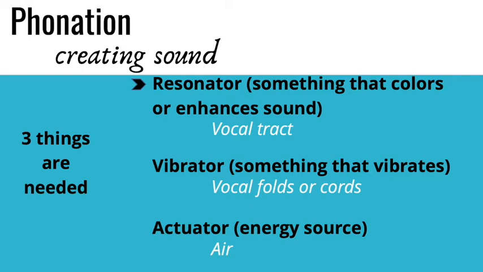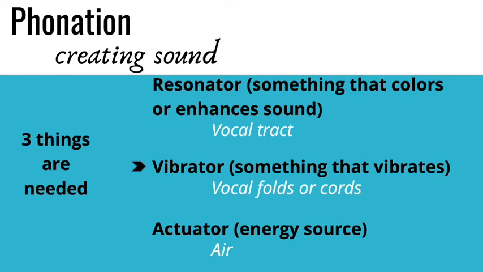When you phonate or create sound, you need a resonator. A resonator is something that colors or enhances the sound, and we call it our vocal tract. The other thing you need is a vibrator, something that vibrates. Vocal folds or cords would be that thing that vibrates. And then you need an actuator. The actuator is your energy source, and that would be air.